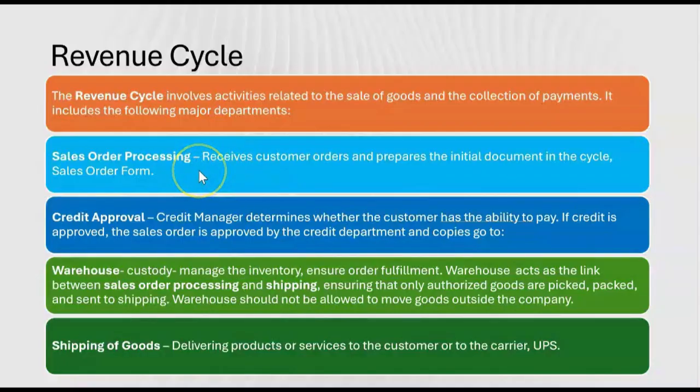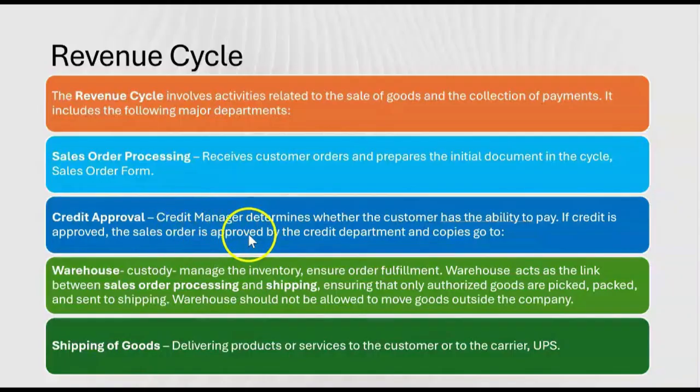So we go from the sales department to credit, because the credit manager should determine whether the customer has the ability to pay. If credit is approved, then the sales order is approved by the credit department. Because most sales do not involve a credit card when they're business to business. Usually trade credit is involved: 2% off if paid within 10 days, but 30 days to pay regardless if you take advantage of the discount or not. But companies should only extend 30 days of trade credit to customers who are worthy. And that's why we need a credit department.